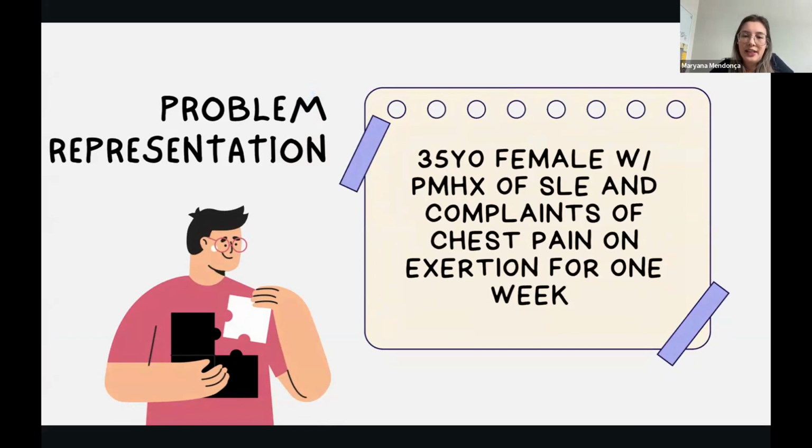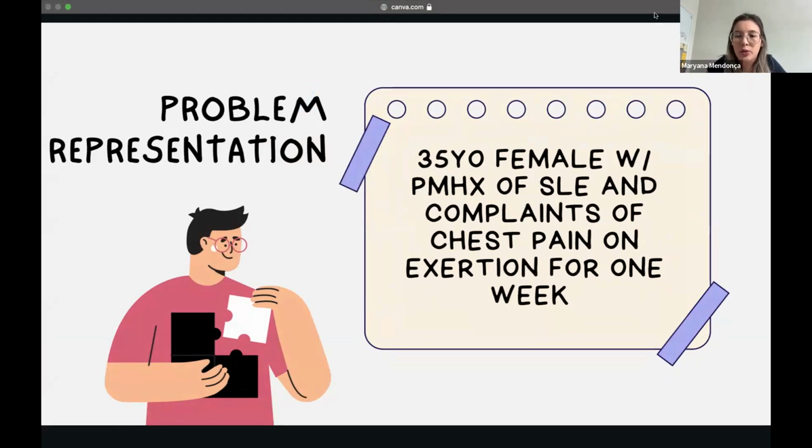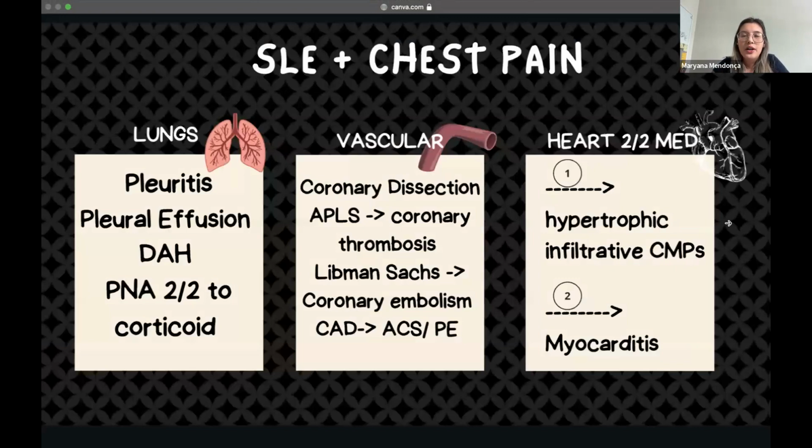In the problem representation, we had a 35-year-old female with past medical history of lupus and complaints of chest pain on exertion for 1 week. Something I thought really interesting in this case was how Dr. Rabi and Shema approached the chest pain associated with a previous diagnosis of lupus. Of course, we have to rule out the life-threatening causes as we do with every patient, but after that, we can think in a different way.